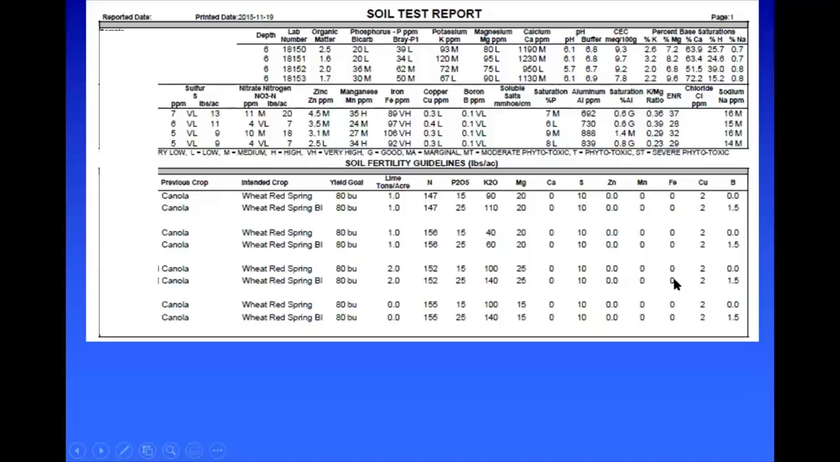And I'll just show you one last report. This is from an Eastern Canada lab. In this particular case, there are 4 different fields. They've just been sampled at 0 to 6 inch depth. And I'd like to stress it's very important really to be testing down to 24 inches, particularly for nitrogen and sulfur.